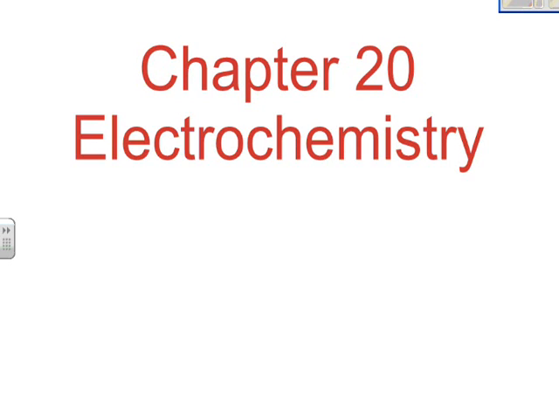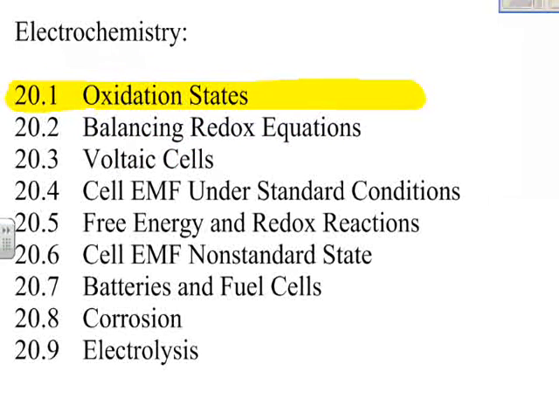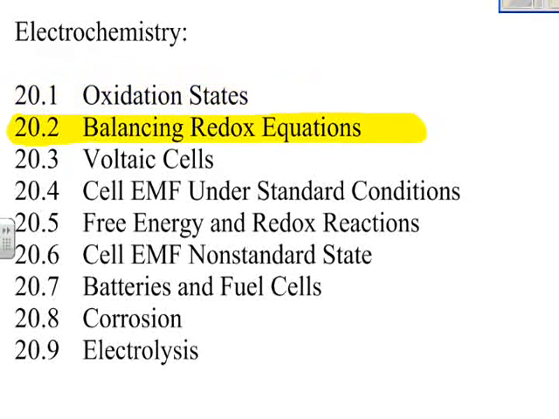So here we are in Chapter 20. This is on electrochemistry. This is going to give us an opportunity to review a lot of the topics that we've already covered in chemistry throughout the year. So we'll be working first with our friend oxidation states. We'll go over those. After a quick review of the oxidation states, we're going to go on to balancing equations using a redox method.